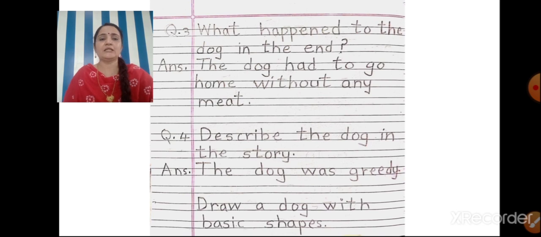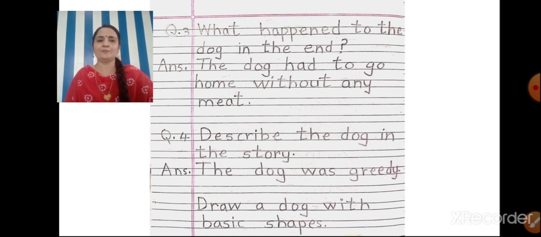Describe, DESCRIBE. Describe the dog in the story. Answer. The dog was greedy. Give full stop. Again leave one line, and now as this question is based on activity, no need to write any question number. Just copy the question nicely. Draw a dog with basic shapes.